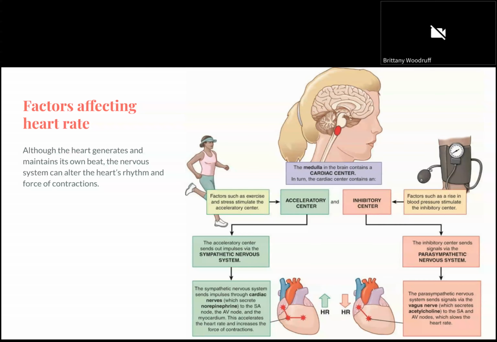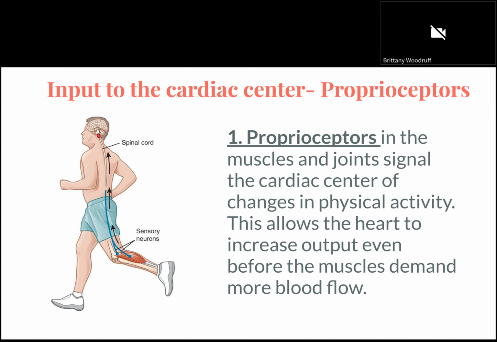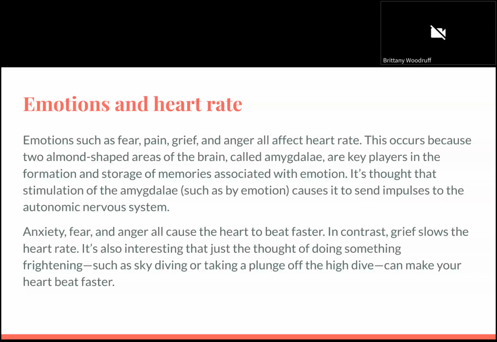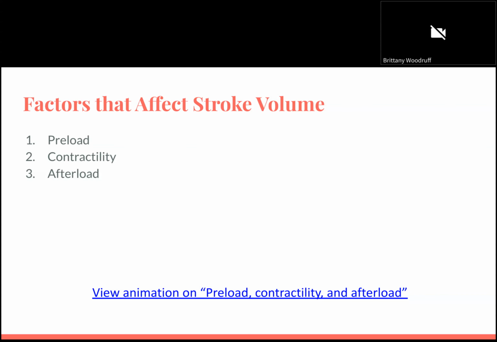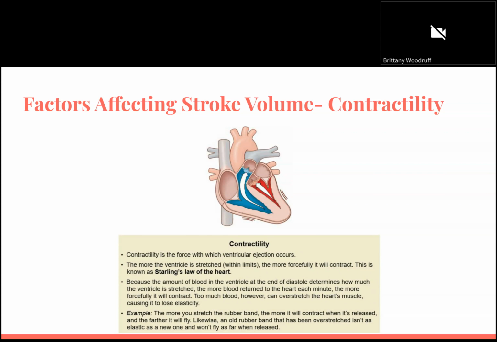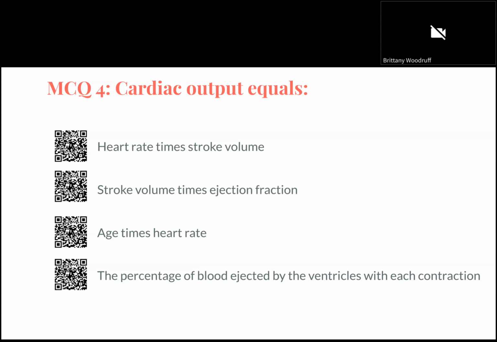There are a whole bunch of different factors that can impact heart rate. We talked about these inputs to the cardiac center in chapter 12, so I'm just going to glaze over them. You don't really need to know them. Stroke volume, again, these are just things that impact how much blood is pumping out, but don't worry too much about this. Cardiac output equals what?